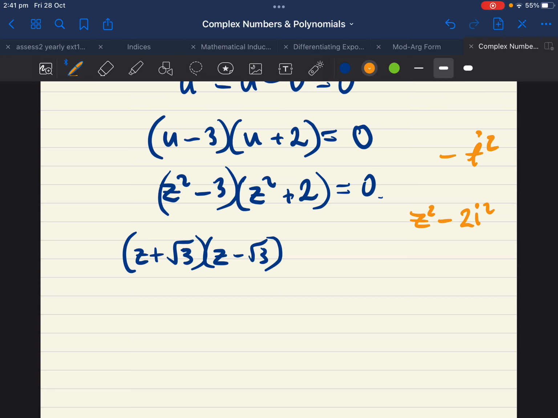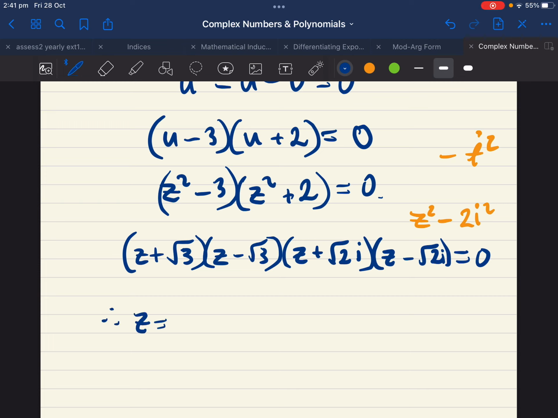So just use that trick. And so you end up getting over here, it would be z plus root 2i and z minus root 2i. And so that would be you factorizing it over the complex numbers. Of course, we were just asked to solve it. So, therefore, z will be plus or minus the square root of 3 and plus or minus root 2i. So there are our examples.